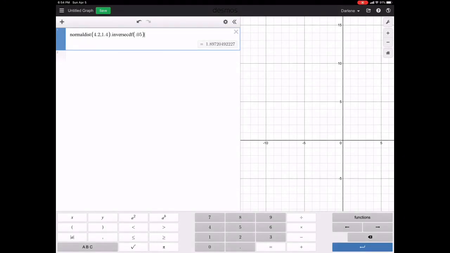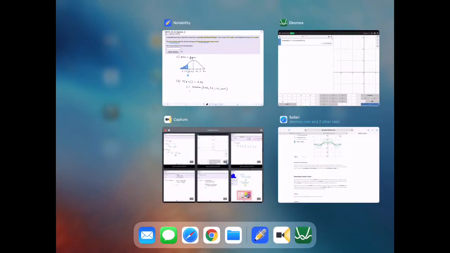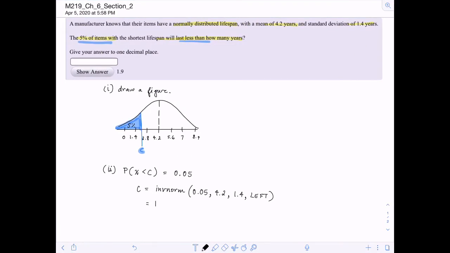So we have 1.89 and so on. If we round to the nearest one decimal, it'll be 1.9. So this means that the 5% of items with the shortest lifespan will last less than 1.9 years.